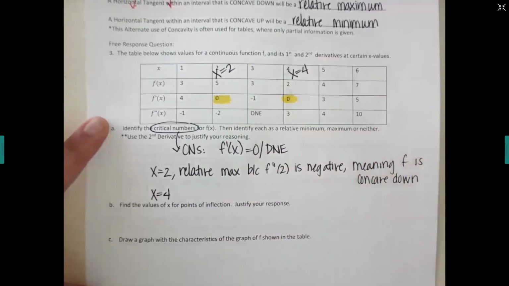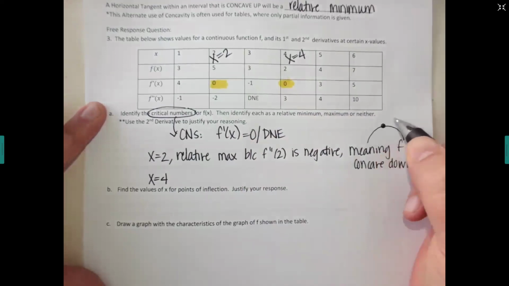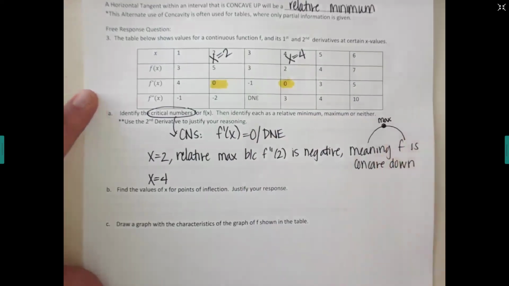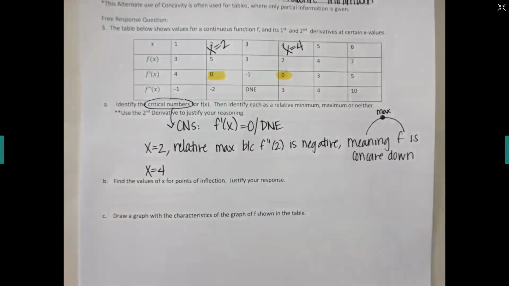Now, if you want to draw yourself a little picture to show that that's the max, you can. But as far as the AP test goes, drawing a picture doesn't count. I mean, you could do it, but they're not going to give you points for it.